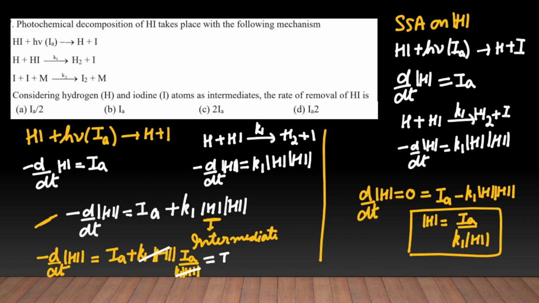We are having the sum as IA plus IA, which will be equal to 2 times this IA, right? So this is how the rate of removal of the HI will be, that is 2 times the IA. That means option C becomes the correct answer in this, right?